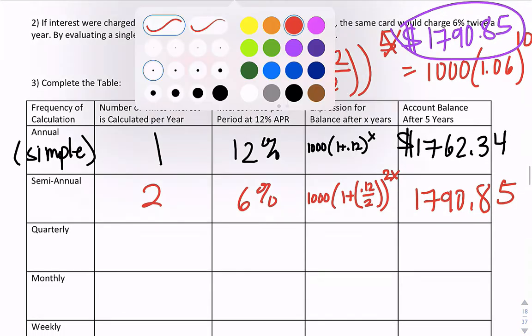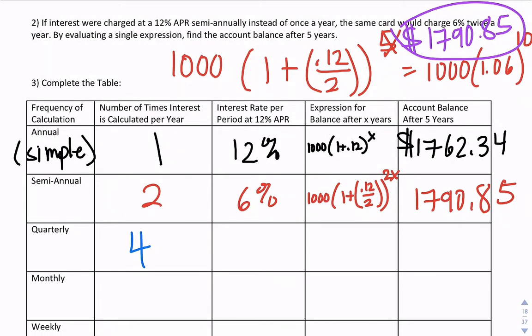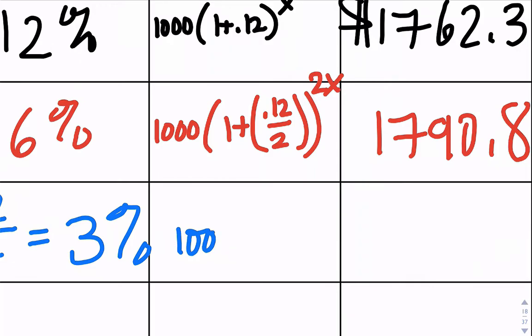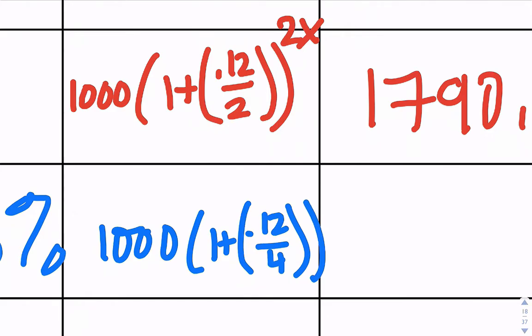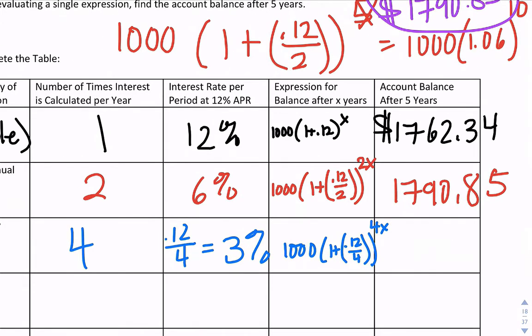All right, quarterly is 4 times a year, and so it's taking that 12% divided by 4, which is 3% every time. So here's what it looks like. 1,000 times 1 plus 0.12 divided by 4, and then it's 4 times per year. Okay, and so you're going to type that in and calculate.